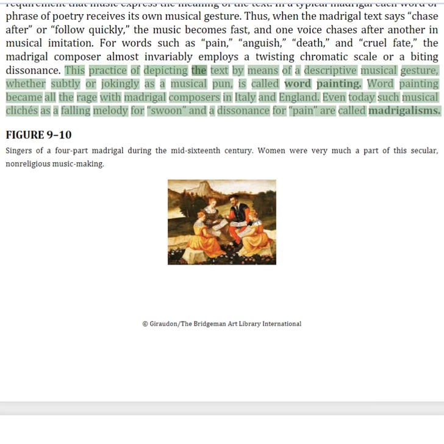This practice of depicting the text by means of a descriptive musical gesture, whether subtly or jokingly as a musical pun, is called word painting. Word painting became all the rage with madrigal composers in Italy and England. Even today such musical clichés as a falling melody for swoon and a dissonance for pain are called madrigalisms.